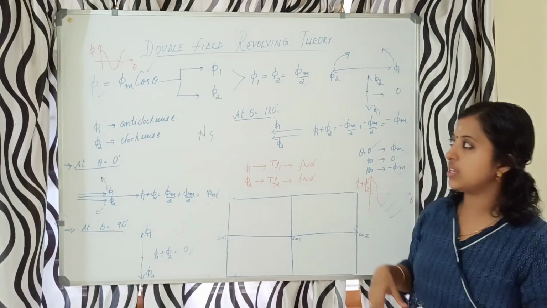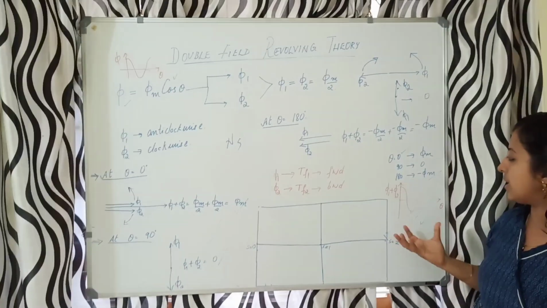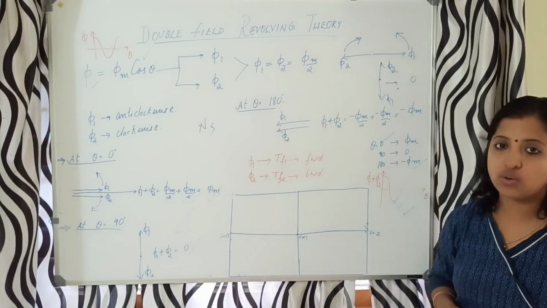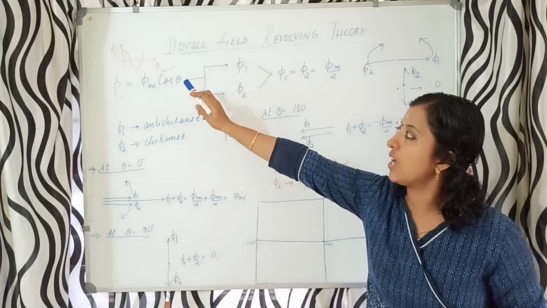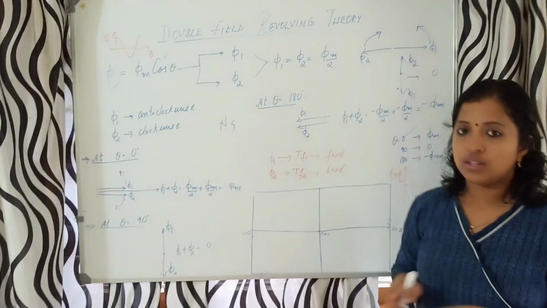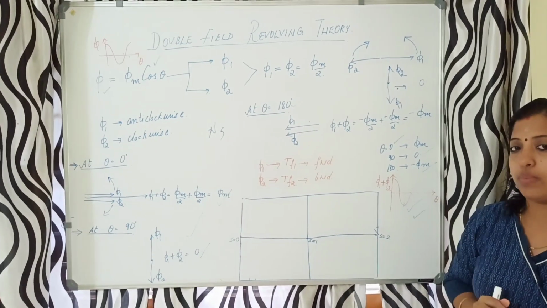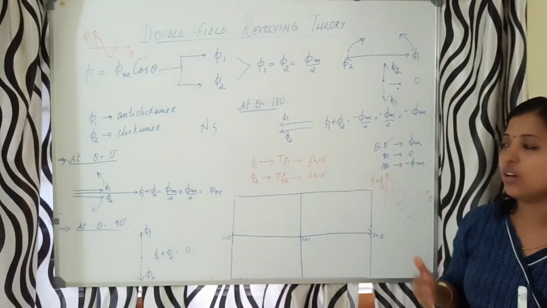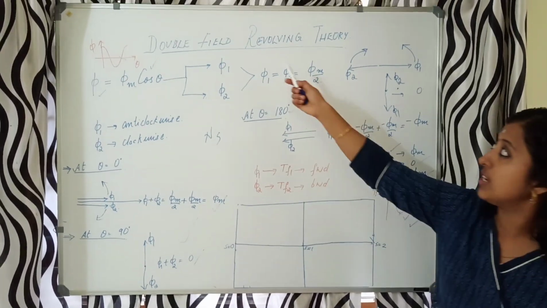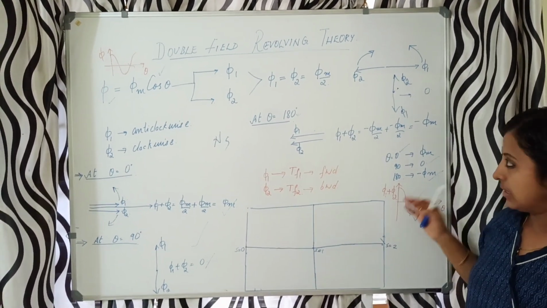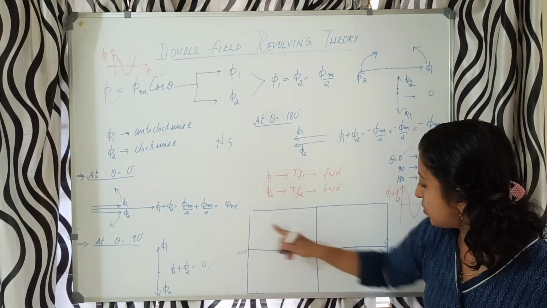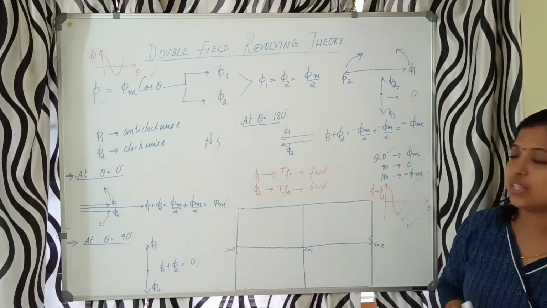So just reversing it. If you have two equal vectors and the resultant gives you an alternating quantity, then in the reverse way, every alternating quantity can be divided into two equal vectors which are rotating in opposite directions. That is actually the double field revolving theory. Now, my point is to tell you why the induction motor is not self-starting.